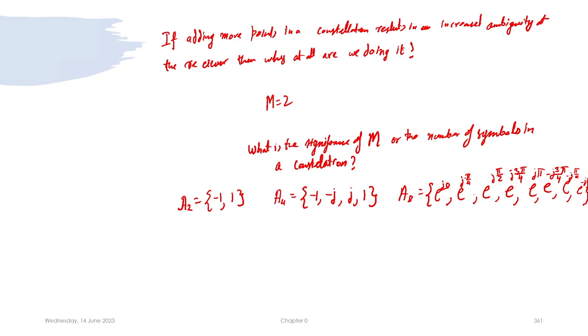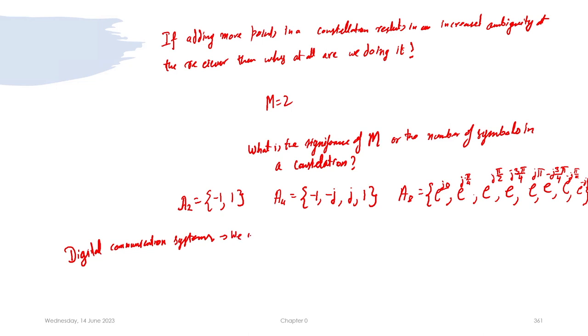So what do the symbols in the constellation represent? Let's go to the basic idea of the term digital communication systems. We want to transmit bits over a channel, over a physical channel.